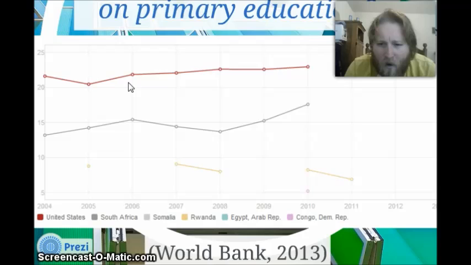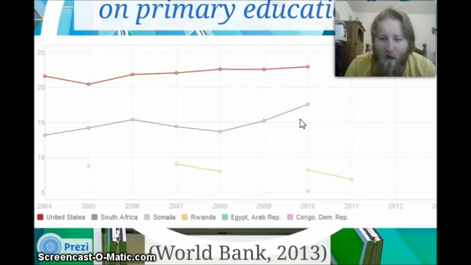And then right here we have Somalia. South Africa, Egypt, and Congo actually didn't show up on this graph. I don't know if they just don't really spend a lot of money towards primary education, or if it's just data that World Bank hasn't been able to get from those countries. As you can see, Somalia has, from 2004 to 2006, an increase, and then a decline, and then an increase as well.